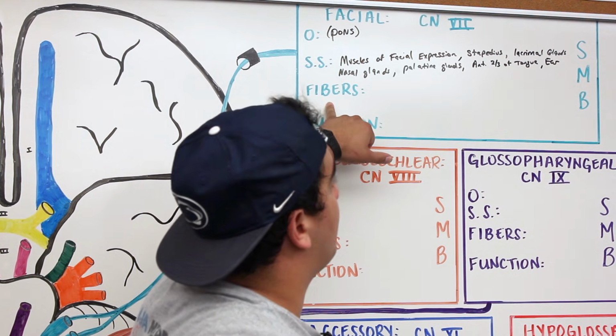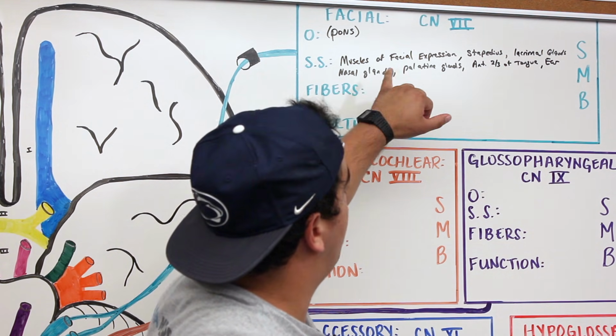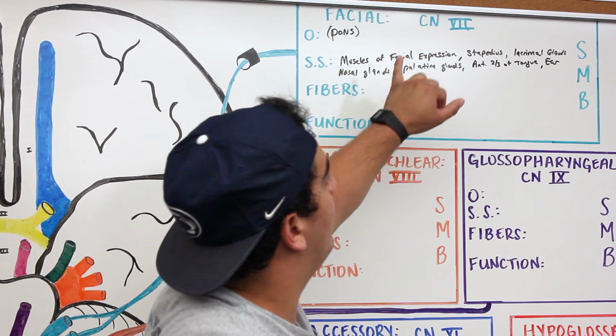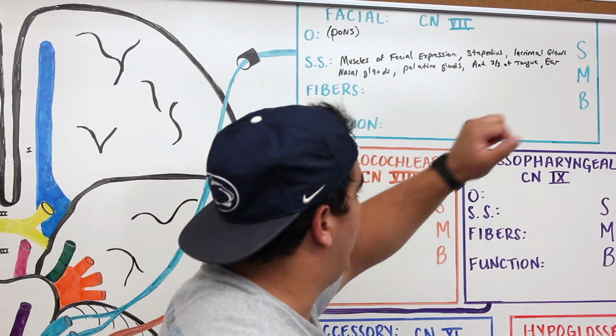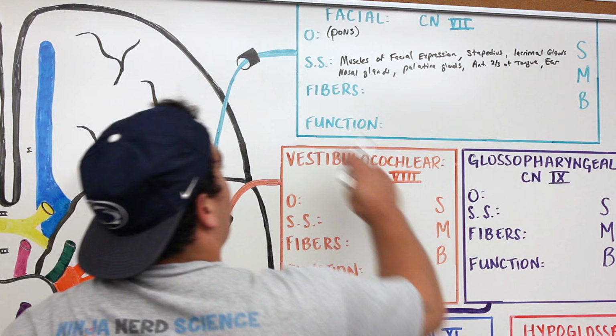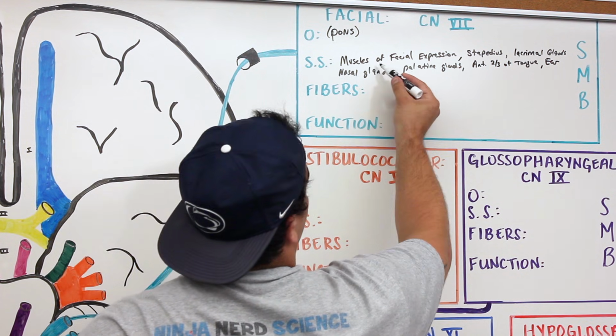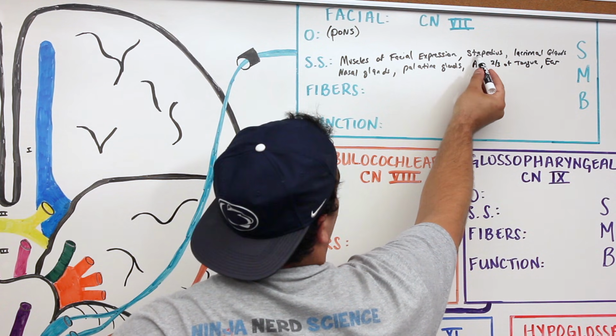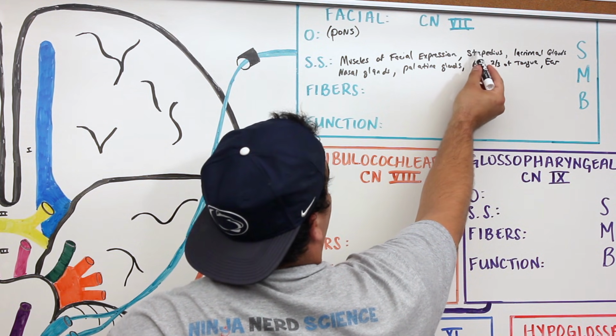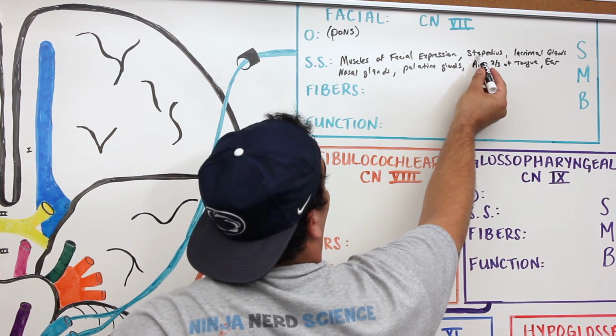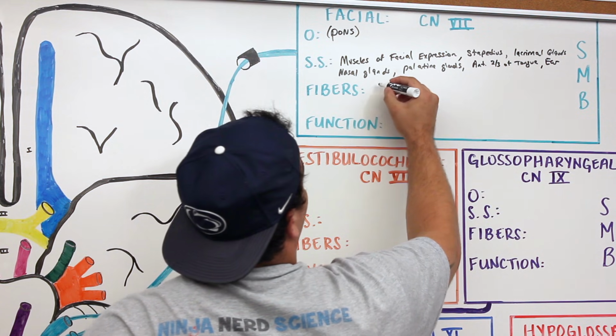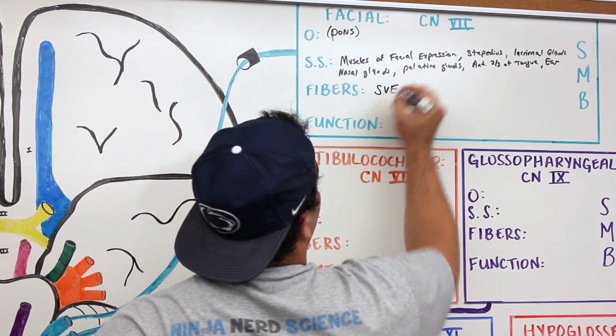Okay, so what are the fibers then? So again, it supplies muscles of facial expression, stapedius, lacrimal glands, nasal glands, palatine glands, anterior 2/3 of the tongue, and even the ear. It has so many different fibers. Since it's supplying the muscles of facial expression and stapedius, these are muscles that are derived from the second pharyngeal arch. So because of that, these are SVE fibers.